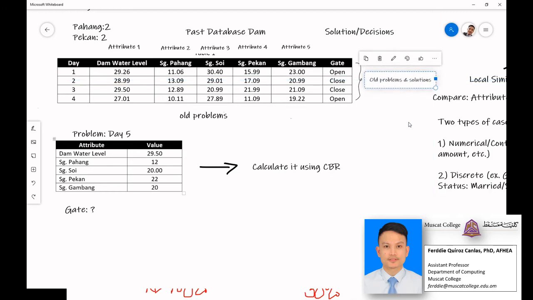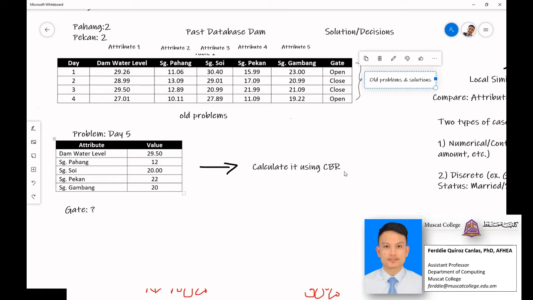This one are old problems and solutions. Okay? So from these old problems and solutions, we're going to retrieve which one of the problems here has almost the same similarity with our problem here, which is day 5. Which do you think we're going to use as a solution? Is it open, close, or open? So we're going to do it later on.